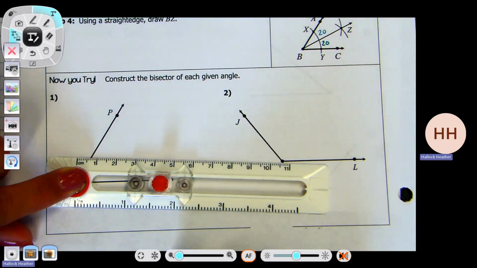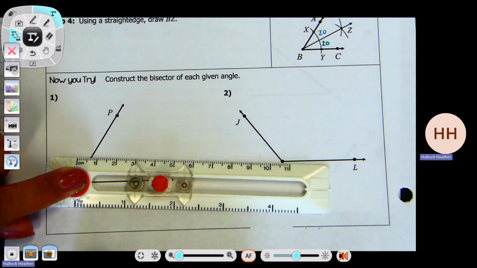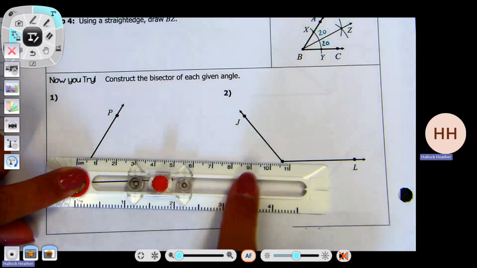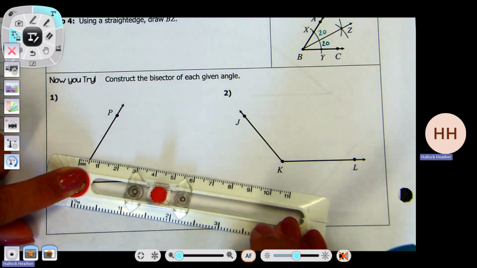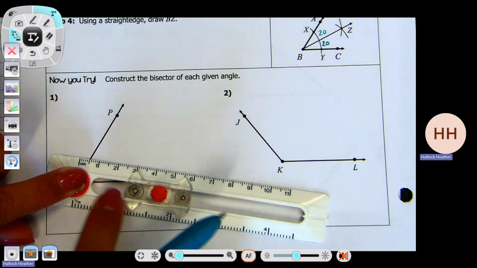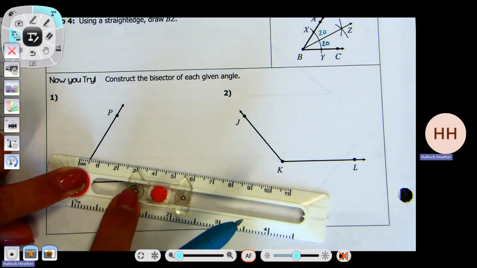And then we're going to make an arc that goes through both rays. And while we're doing this, if your neighbor is struggling, please help them, because I am one person and there's like 30 of you. So me running around like a crazy person doesn't really help anybody. Especially with drawings like this, some people get this really fast and some people are a little slow at it, which is fine.